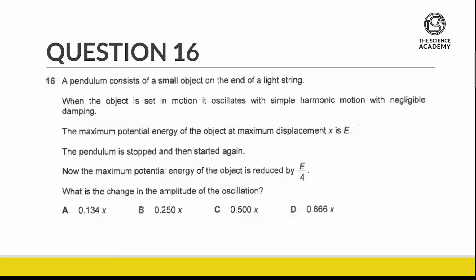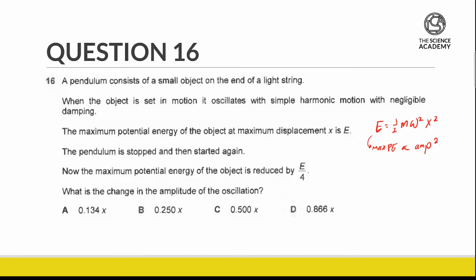So the first thing that we must recall is the relationship between max potential energy and the max displacement. Using that notation, we have E equal to half m omega squared x squared. So the max potential energy, max PE, is proportional to amplitude squared.